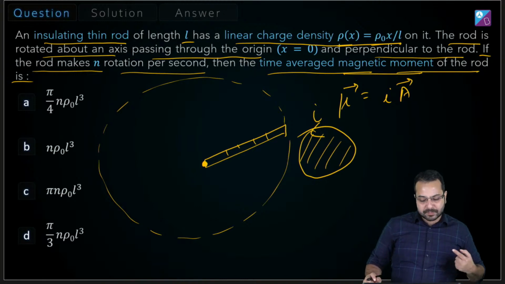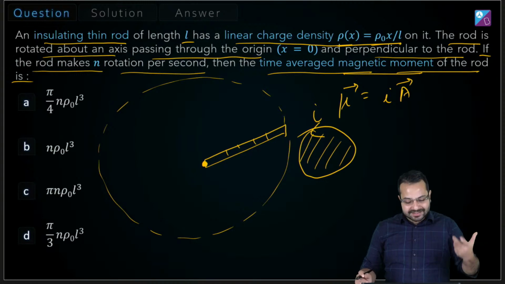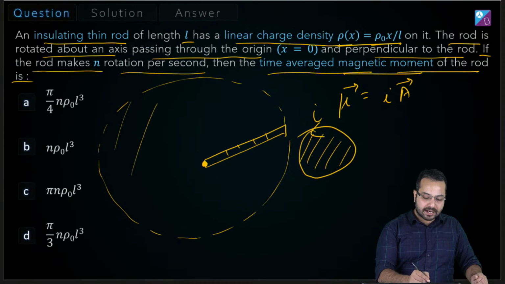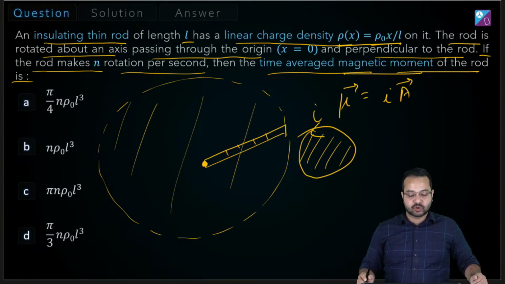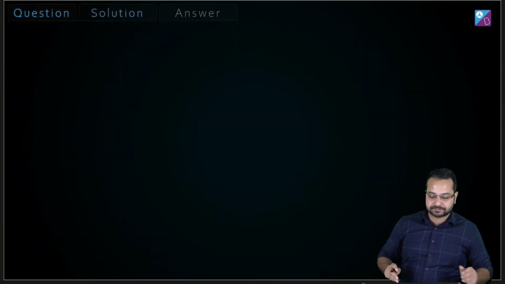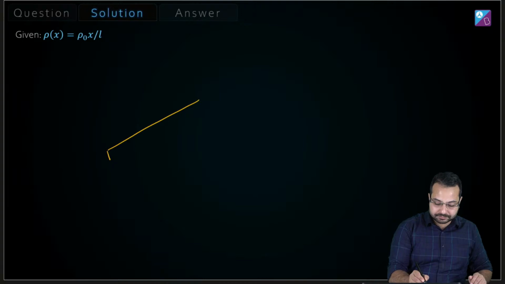So the first problem is, what is the current? How do we figure that out? And the second problem is, what area should we take? Should we take this entire area? Should we take a part of the area? What should we do? That's another problem. Do you see the problem?